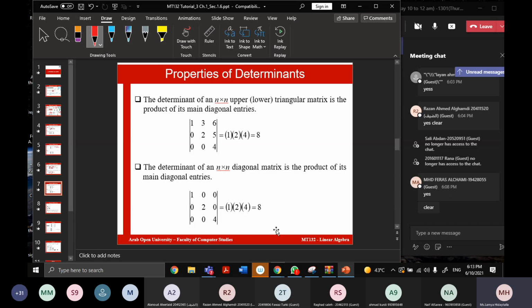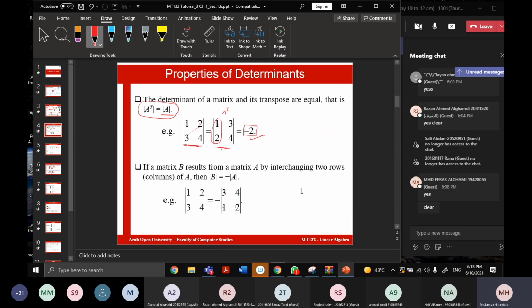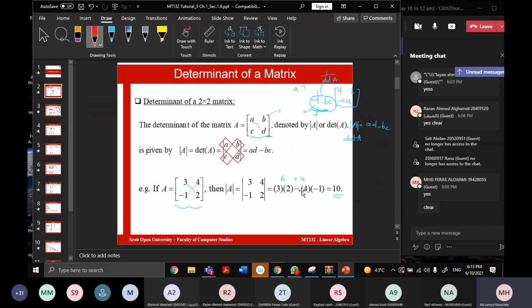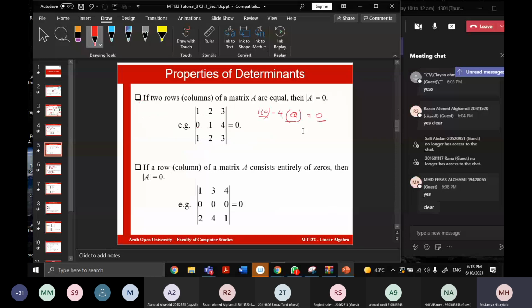Okay? So we'll stop here till our coming class. If you have any question, please know these properties well. Go through them before our coming class, which is on Monday. And if you have any question, you can ask regarding this chapter.